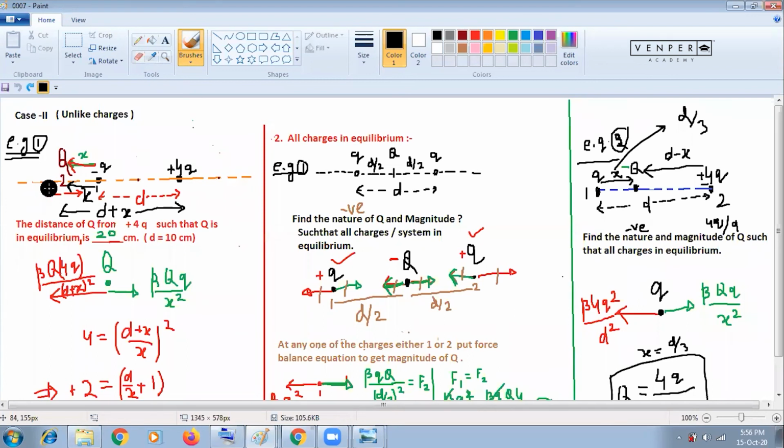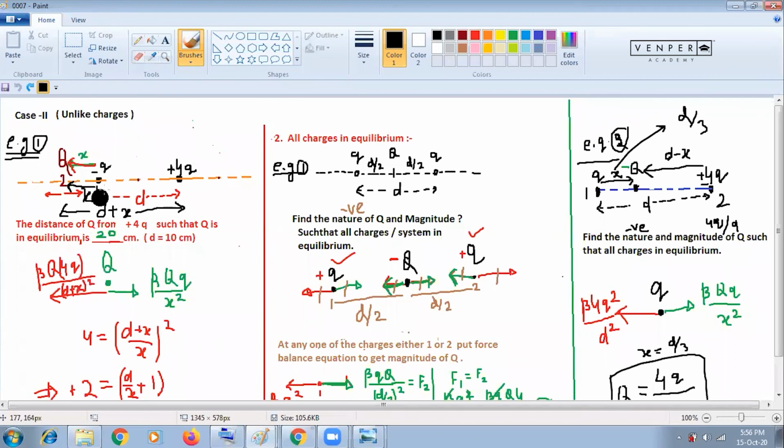Are you understanding this concept? So that's why we have taken, at a distance x, this capital Q, and this capital Q is in equilibrium. From minus q, the distance is x. The force is an attractive force, written in green color. The magnitude is beta capital Q small q divided by x square.